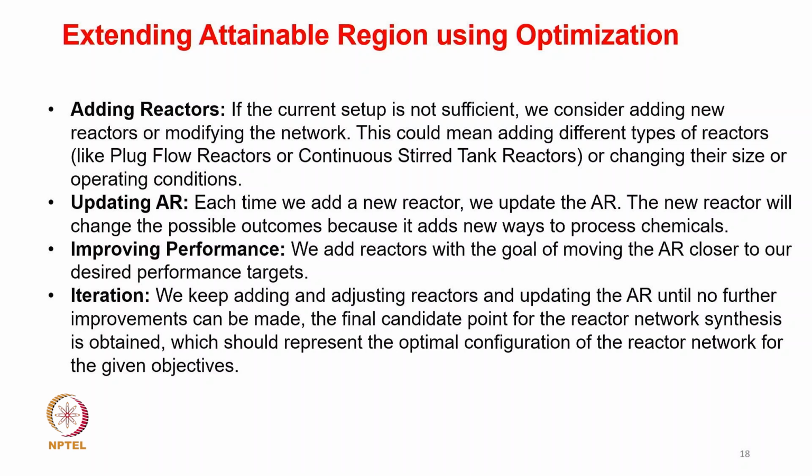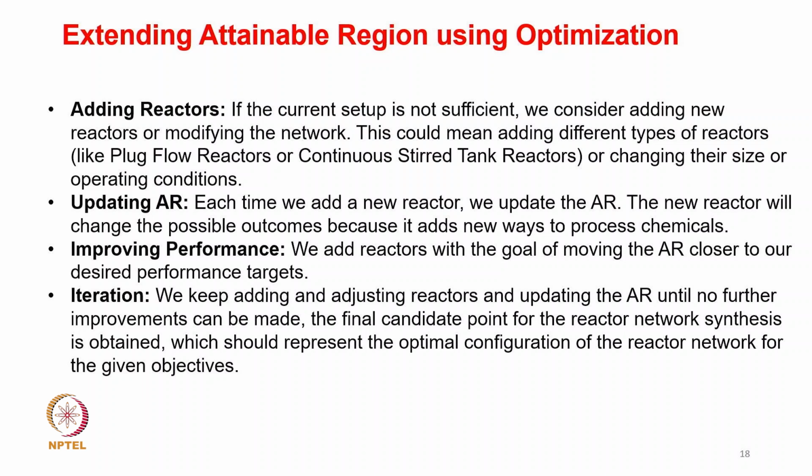So when we add a new reactor or we change the size of the reactor, the new attainable region is found. Because it's a geometry, the attainable region size would increase, or maybe the shape would change if you add the additional reactor. This process would keep on changing. When we add the reactor, we are typically moving towards the AR close to our desired performance targets.